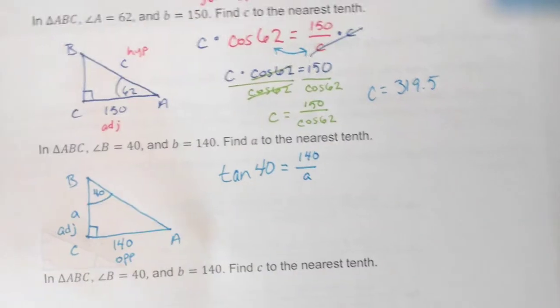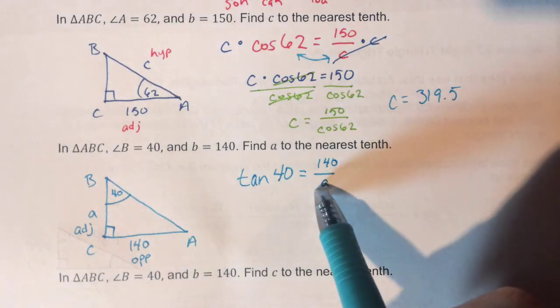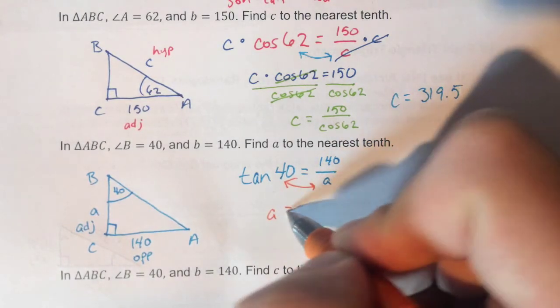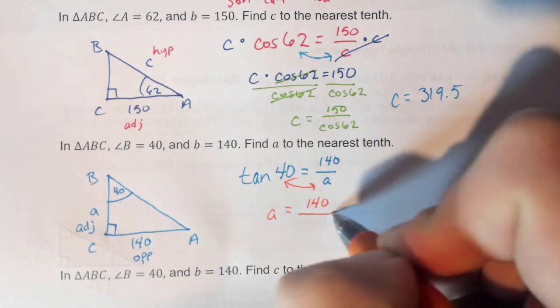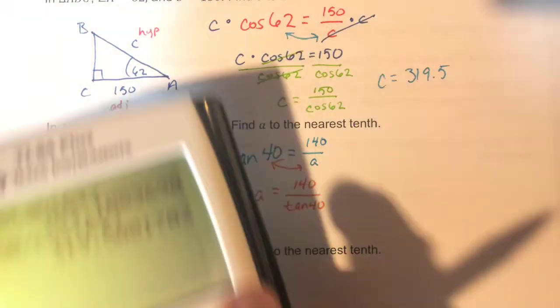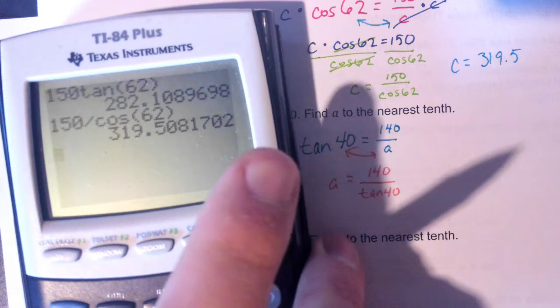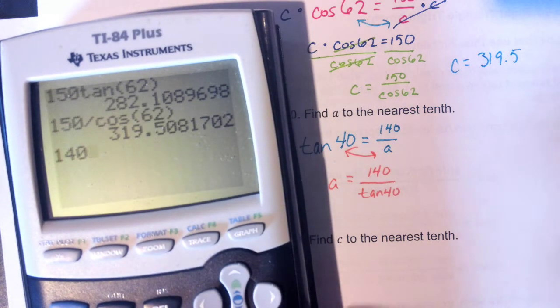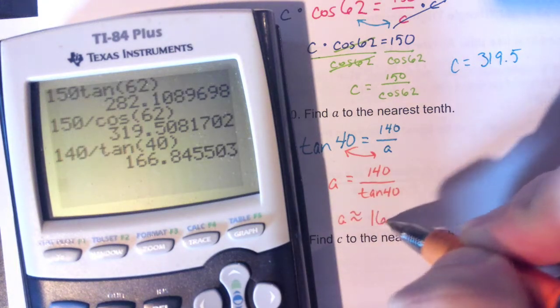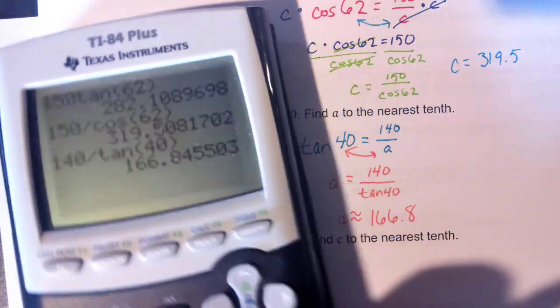So here's that scenario we just had. My variable is in the denominator, so I know if I were to solve this algebraically, these two things are just going to end up switching spots. So I'm just going to do that because I know that's what's going to happen. A is going to equal 140 divided by the tangent of 40. So I can just go directly to that answer if I remember the shortcut. Otherwise, I just have to solve it out algebraically. So we've got 140 divided by the tangent of 40. Rounded to the nearest tenth, it's going to be 166.8. The 4 does not round it up.